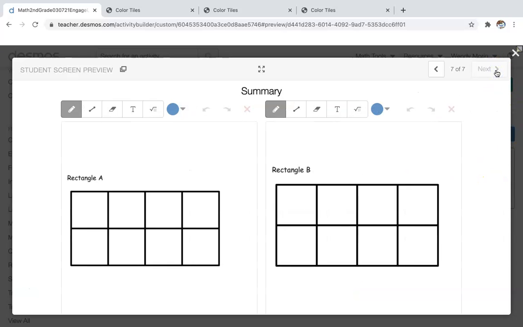So when we put them together, we can do it in different ways, whether it's 2 rows of 8 to equal 16 or 8 columns of 2 to equal 16.